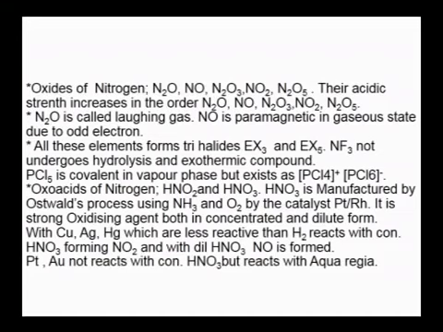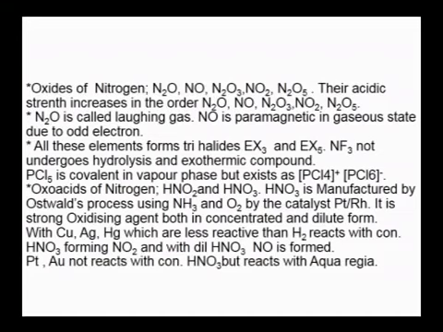So, N2O is called laughing gas. It is paramagnetic in gaseous state due to the presence of an odd electron. Next property, all these elements form trihalides, formula EX3, and pentahalides EX5. Among them, NF3 does not undergo hydrolysis and is an endothermic compound. Hence, it is explosive. The next one is PCl5, which is covalent in vapor phase, but exists as PCl4 plus ion and PCl6 minus ion.